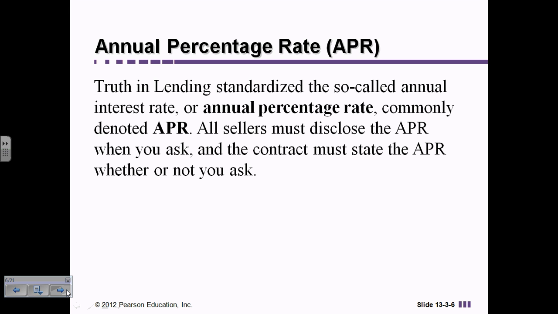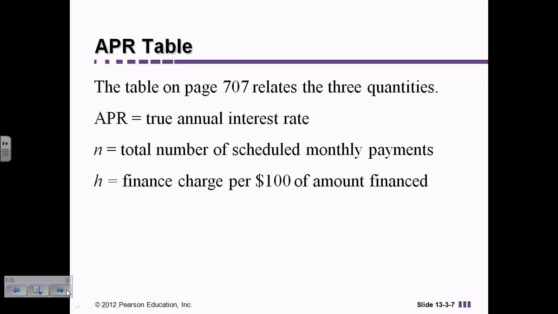So we deal with an annual percentage rate, usually referred to as an APR. The annual percentage rate has to be disclosed at the time that you get the loan, and it has to be in writing, and it has to be stated whether you ask for it or not. So if they refuse to give you that information or that's not in writing, then they are not abiding by the Truth in Lending Act.